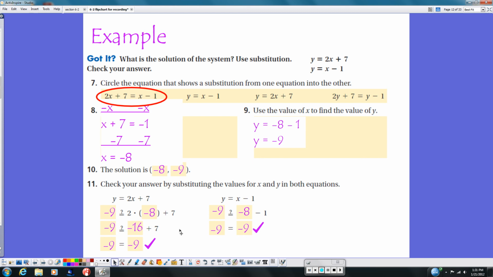We check using either equation. Using the first equation, we get negative 9 equals 2 times negative 8 plus 7. Negative 9 equals negative 16 plus 7. Negative 9 equals negative 9 is a true statement, so we know that we are correct. We could have also used the other equation. Negative 9 equals negative 8 minus 1. Negative 9 equals negative 9, so it checks.